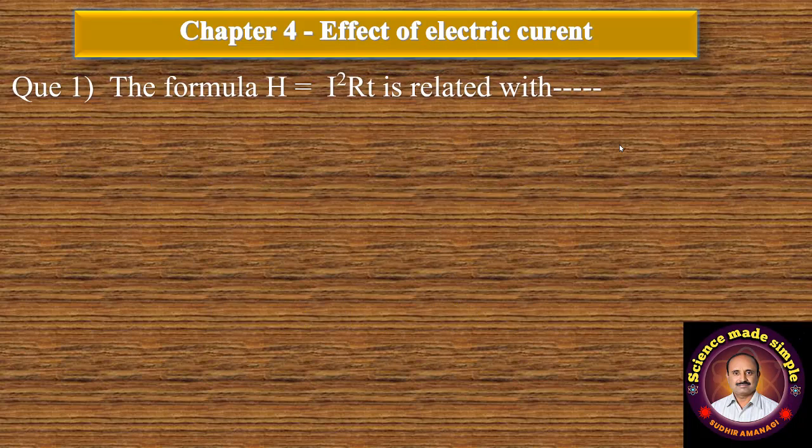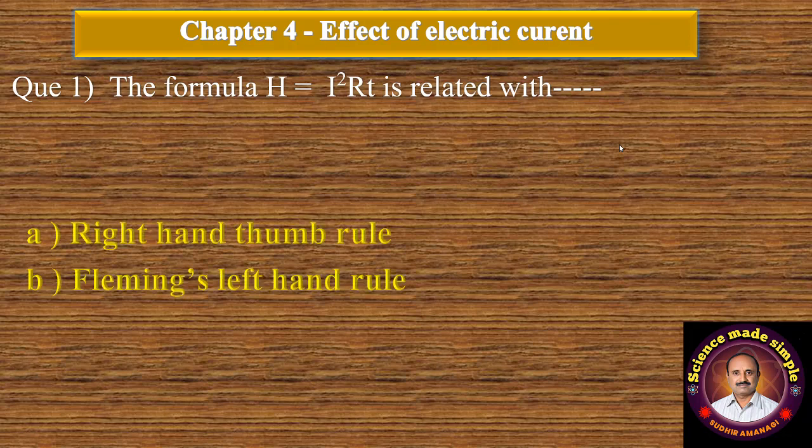Question number first, the formula of H is equal to I square RT is related with dash dash. Option A, right hand thumb rule. B option, Fleming's left hand rule. C, Joule's law. And D option, Ohm's law. Correct option is that option C, Joule's law.